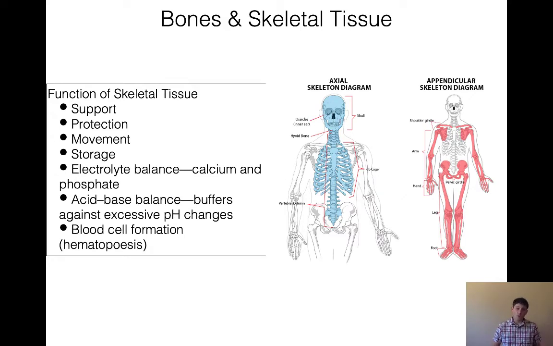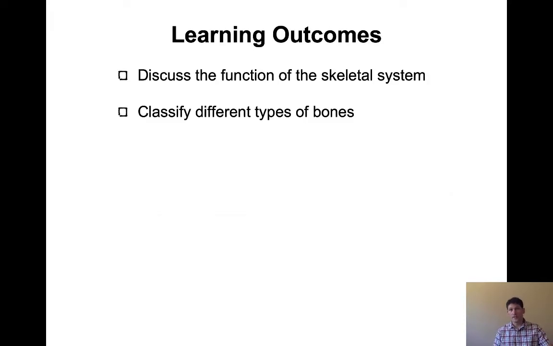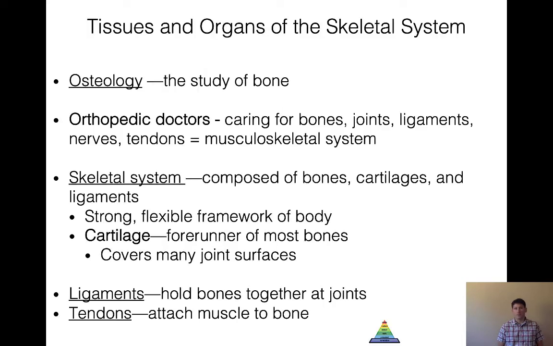It's a storage facility for minerals like calcium. It also helps balance our electrolytes, so calcium and phosphates. It can act as an acid-base buffer again. We've seen this before with some of our other systems. And it helps with blood cell formation. So we call that process hematopoiesis. Now, some of the learning outcomes we're going to look at first is to discuss the function of the skeletal system, which we did, and then classify different types of bones.